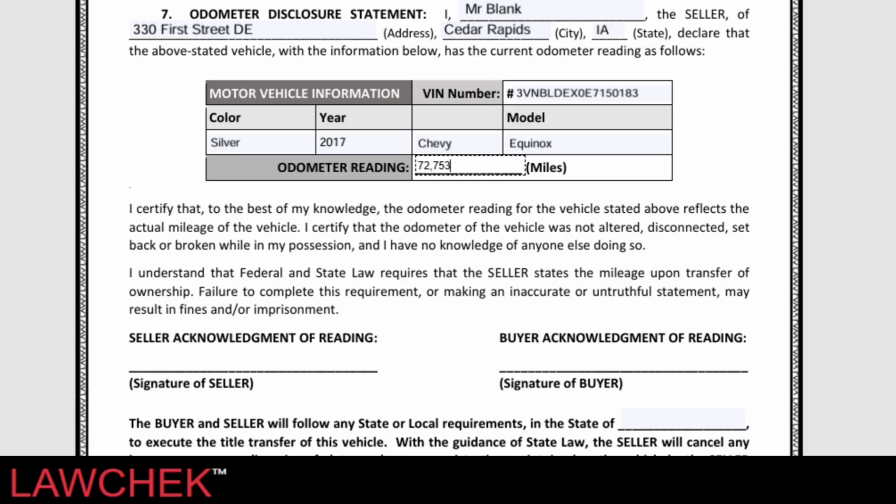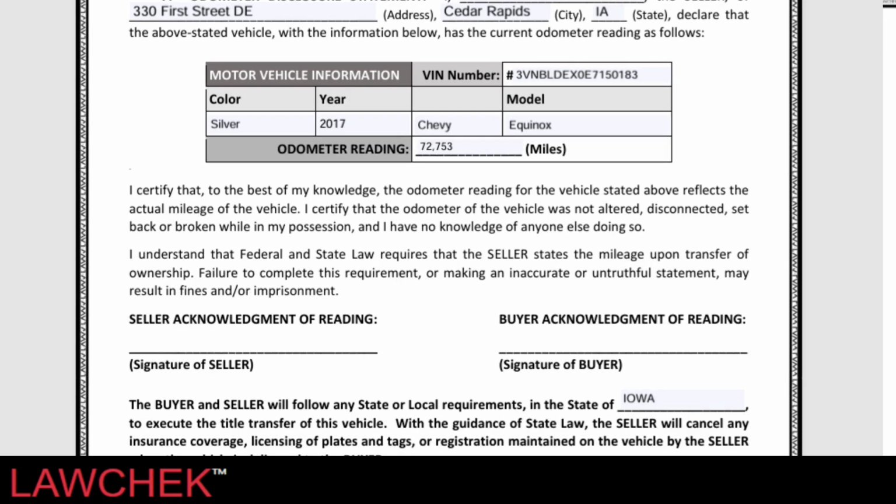Finally, we get into a piece of this document, this bill of sale. The buyer and seller will follow any state or local requirements in the state of, and place your state there. We're going to place it in Iowa. For the transfer and the title of this vehicle, with the guidance of the state laws, the seller will cancel any insurance, license tags, plates, or other registration when this transfer takes place. It's always recommended that when a vehicle is transferred and there's a new owner, the current owner cancel their plates and other items such as insurance with that vehicle.